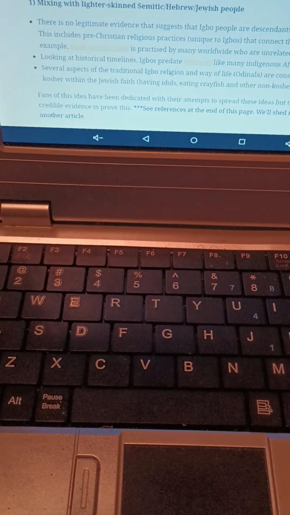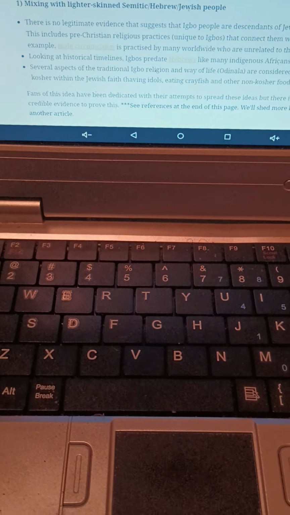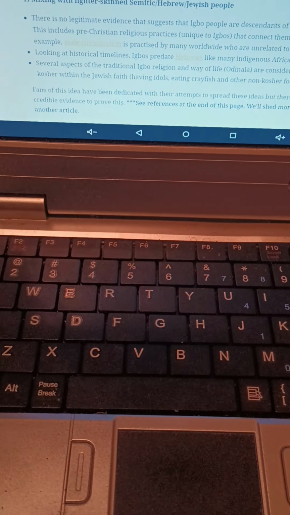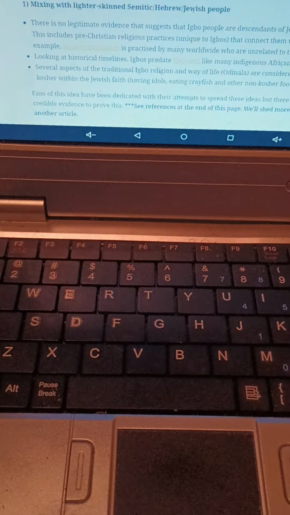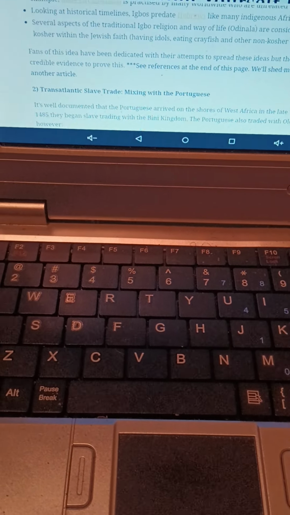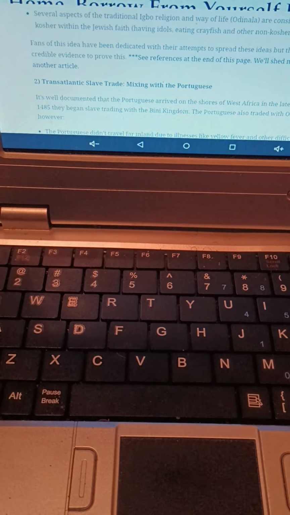Fans of this idea have been dedicated with their attempts to spread these ideas, but there is yet to be any credible evidence to prove this. See references at the end of this page. We'll shed more light on this in another article. Transatlantic slave trade mixing with the Portuguese.